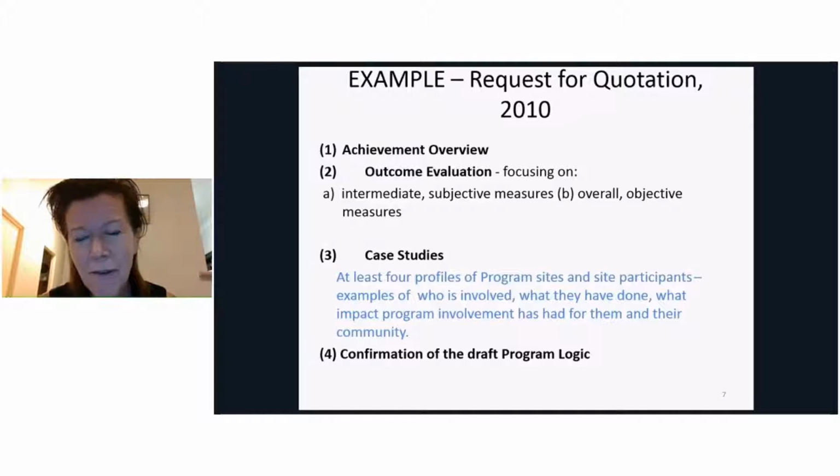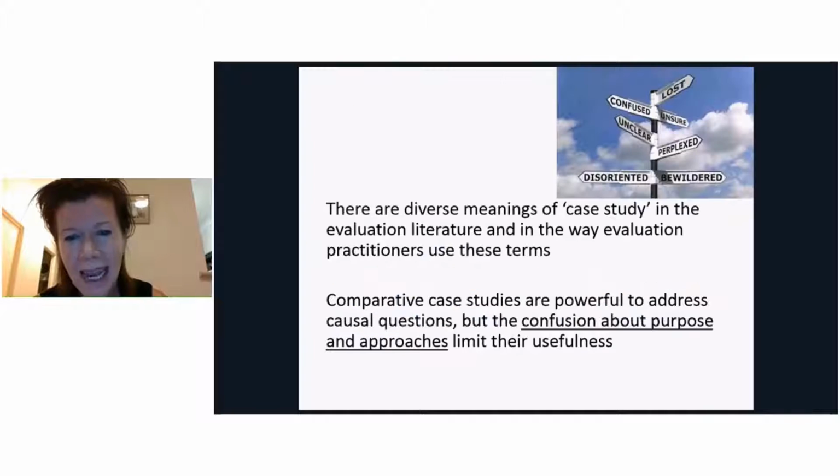It wasn't clear from the RFQ, and when we went to the interview, we had to actually sharpen the client's understanding of what type of case study they were talking about. This, to me, is illustrative of a real issue in case study evaluation and research more generally. And that is that of a lot of the methods, I think, case study is one of the most ambiguous, often in meaning.